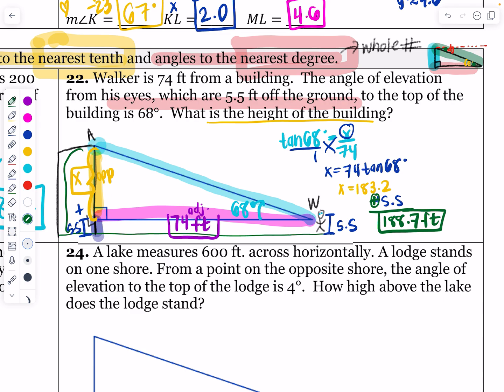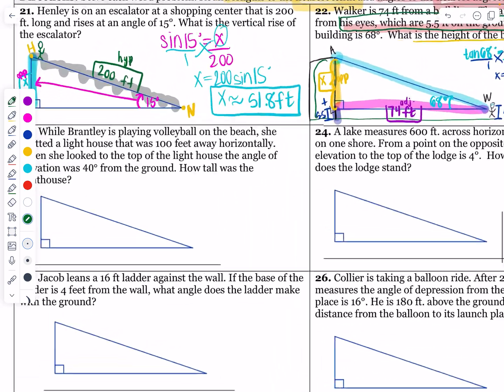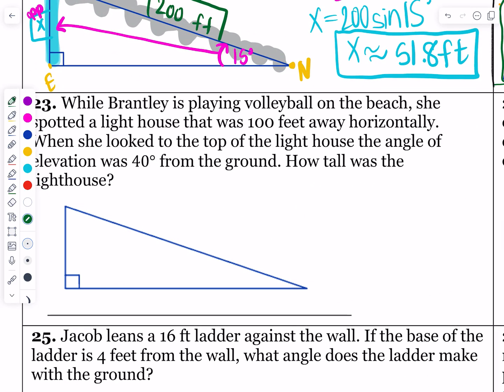Okay? So what you're looking for when this happens is when it talks about an angle of elevation from his eyes to the ground, you're always going to have to take into consideration the person's height. Okay. So what is Brantley doing? It says that she's playing volleyball on the beach, and she spotted a lighthouse.